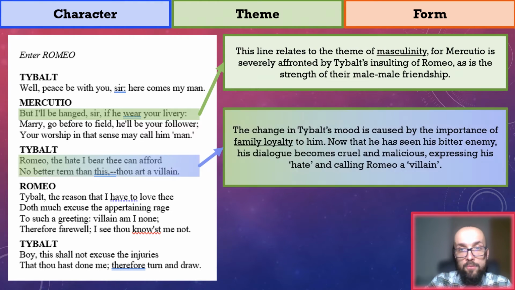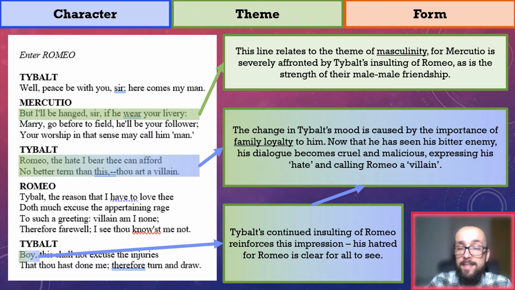His dialogue becomes cruel and malicious, as seen by how he expresses that he hates Romeo and insults him by calling him a villain. This suggests that family loyalty is incredibly important to Tybalt, for seeing someone who he thinks has insulted his family, something Tybalt thinks Romeo did just by turning up to the ball, has caused Tybalt to become quite nasty. This impression is reinforced once again when Tybalt calls Romeo boy, which implies that he thinks Romeo is inferior to him. Tybalt's hatred for Romeo is therefore clear for everybody to see.